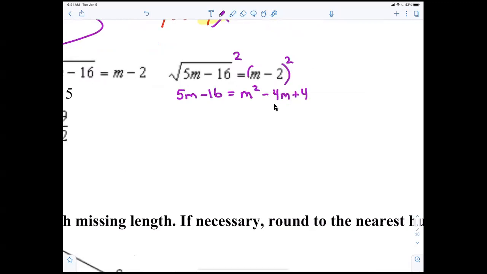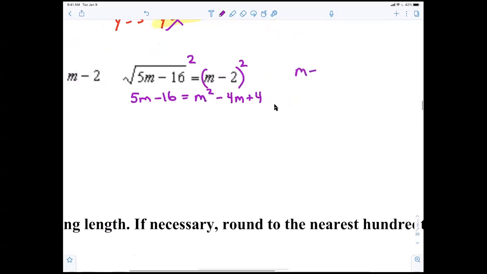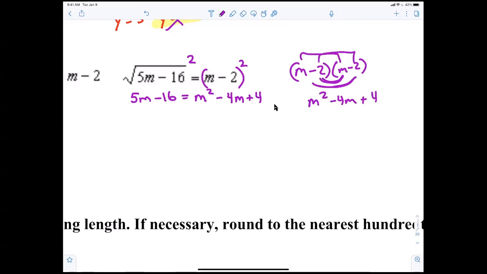When you square m minus 2, remember there's a middle term when you square. m times m is m squared. Negative 2m, negative 2m. And then negative 2 times negative 2 is positive 4. Anybody have any questions?